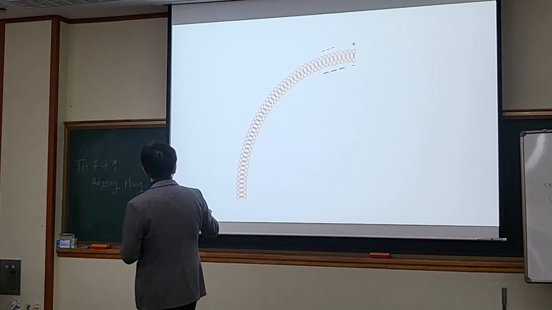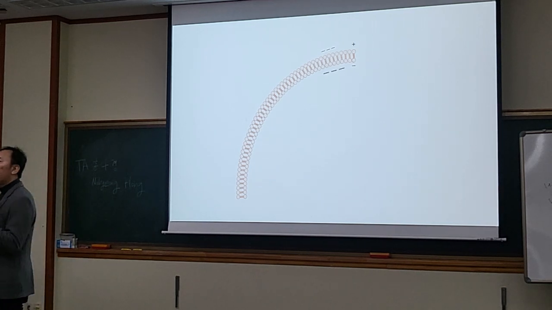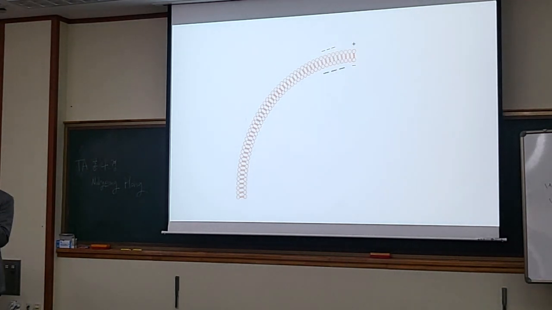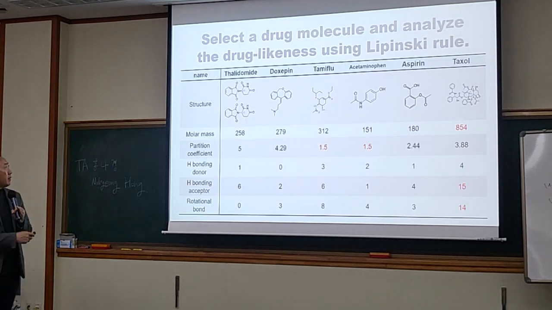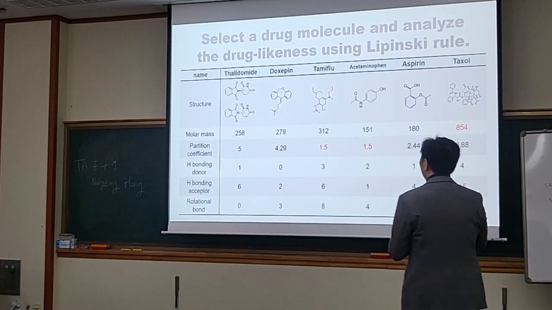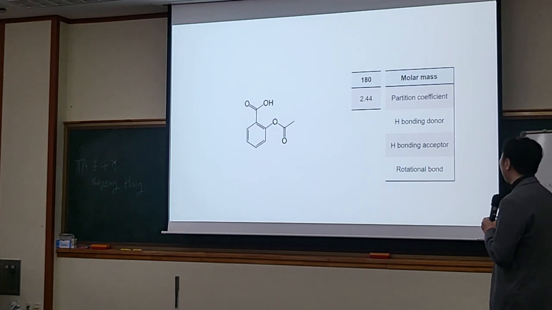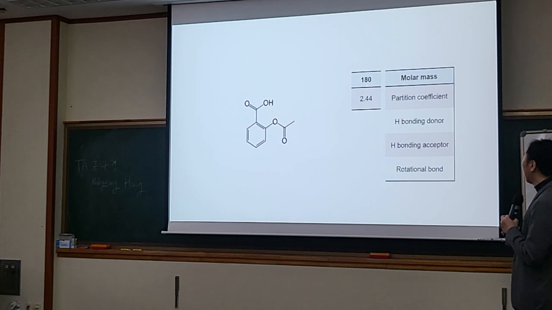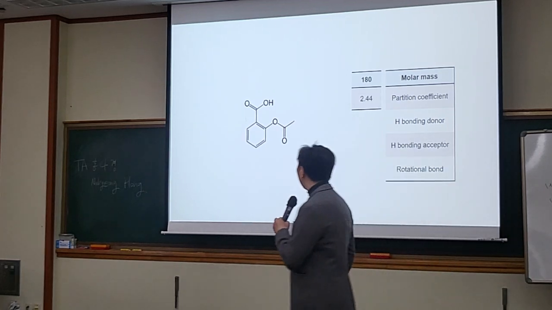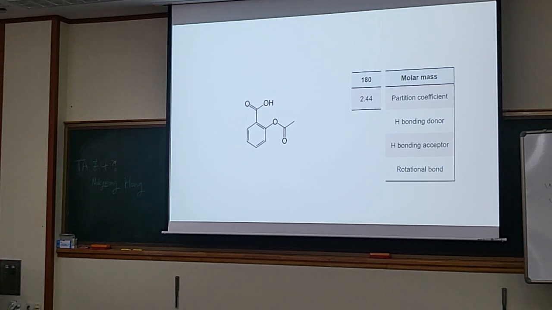Okay? So to get reasonable penetration, it should be partially hydrophobic, partially hydrophilic. That range is 2 to 5. You selected some of these drug compounds and calculated these numbers. You already practiced with this, so let's check quickly. Of course, you cannot get this number quickly. Molecular mass, this is 180. Aspirin has the same mass as glucose. Anyway, this is just a part of your answer.